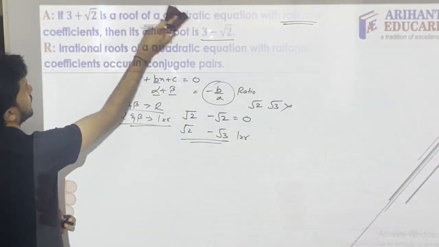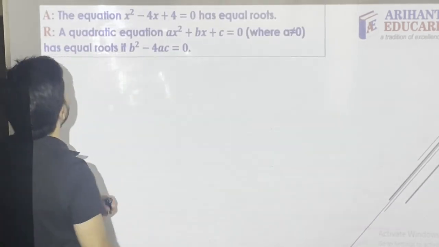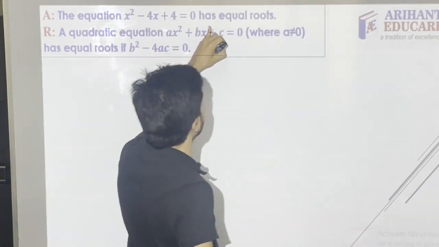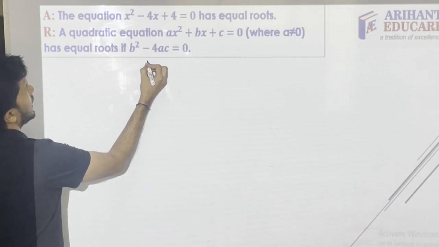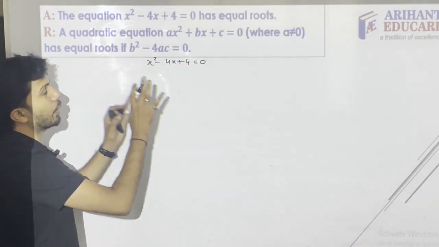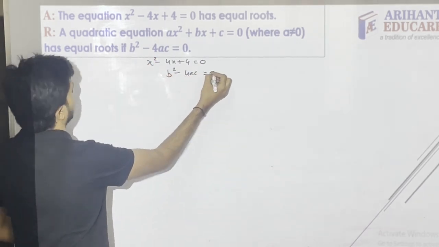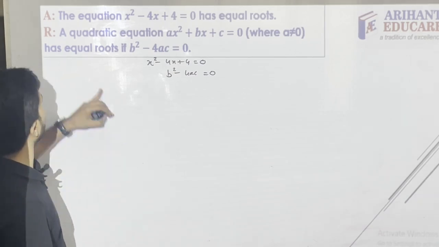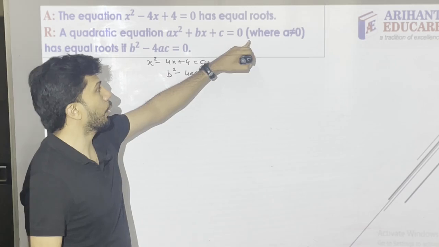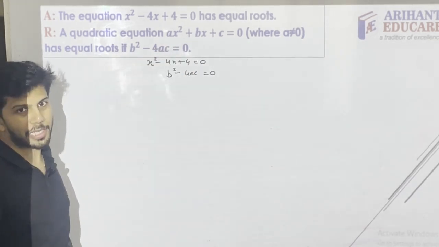Let's see the next assertion and reasoning based question. What do we have in the assertion over here? The equation x square minus 4x plus 4 equals 0 has equal roots. When do we have equal roots? b square minus 4ac is 0. Okay, so we are at some point. Good. A quadratic equation ax square plus bx plus c equals 0, where a is not equal to 0, has equal roots if b square minus 4ac equals 0.